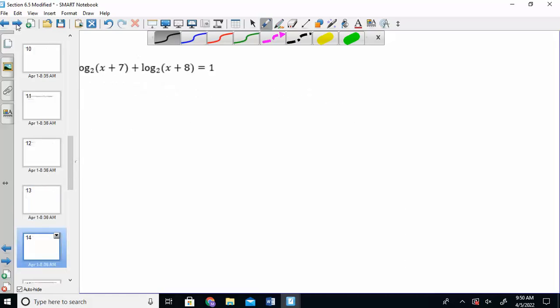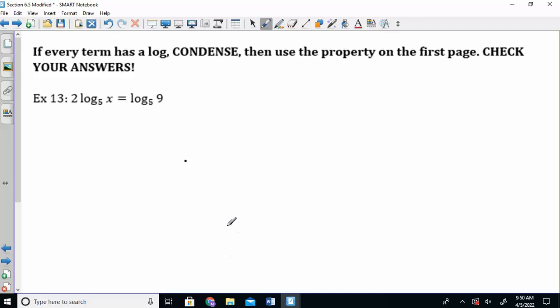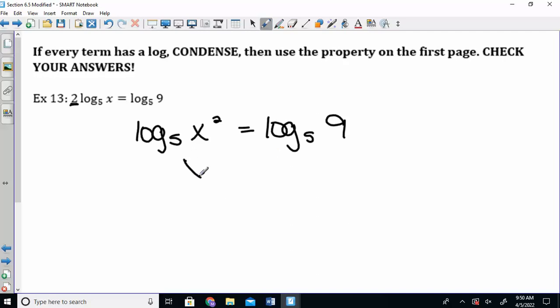So if I look at this problem. Okay, I need to get rid of this 2. Where does that go? So now you have a log on each side. That's just like getting a common base. When you have the same base on each side, you drop them. When we have the same log on each side, we can drop that. So that tells me x squared equals 9.